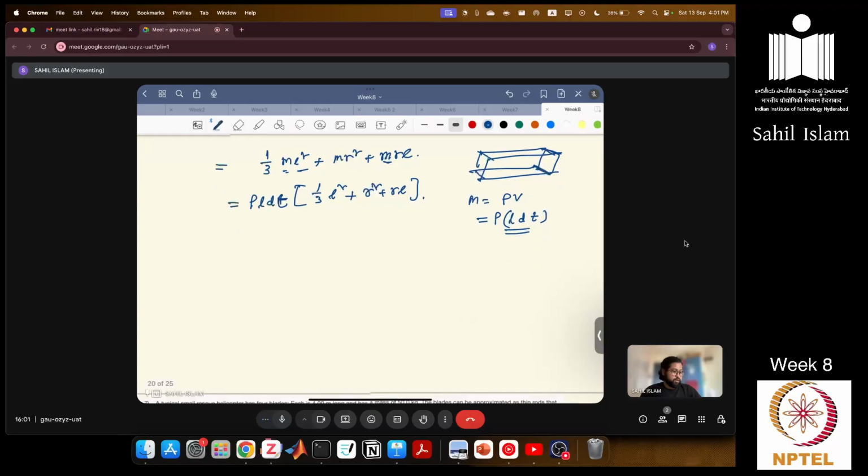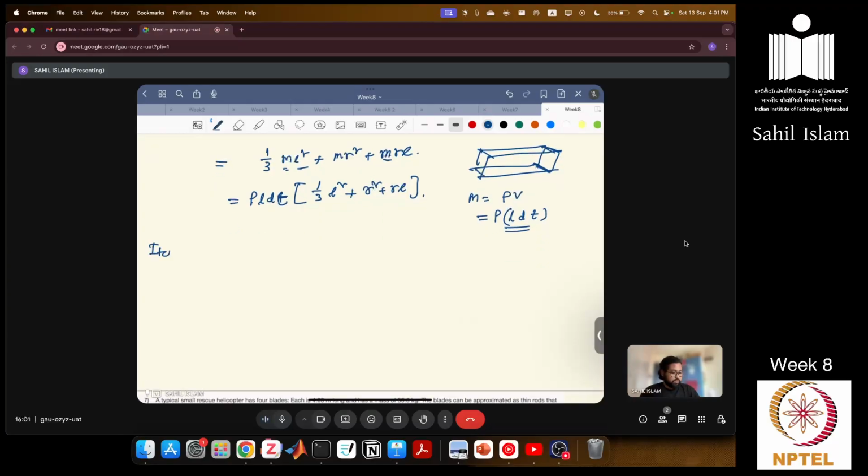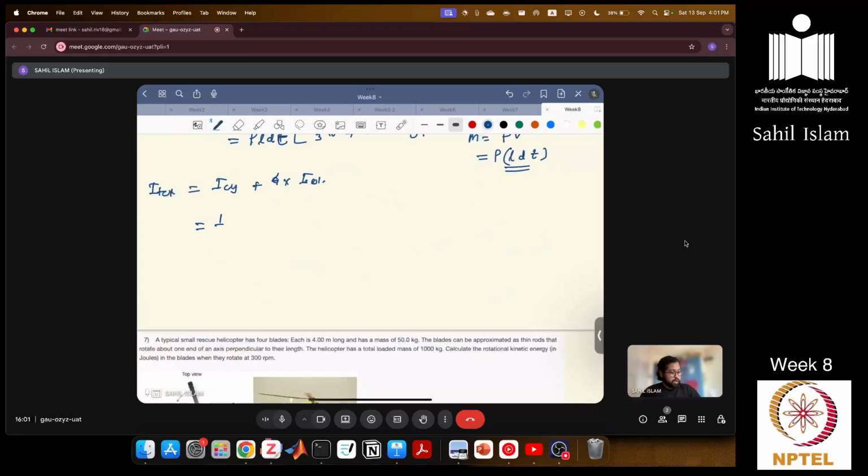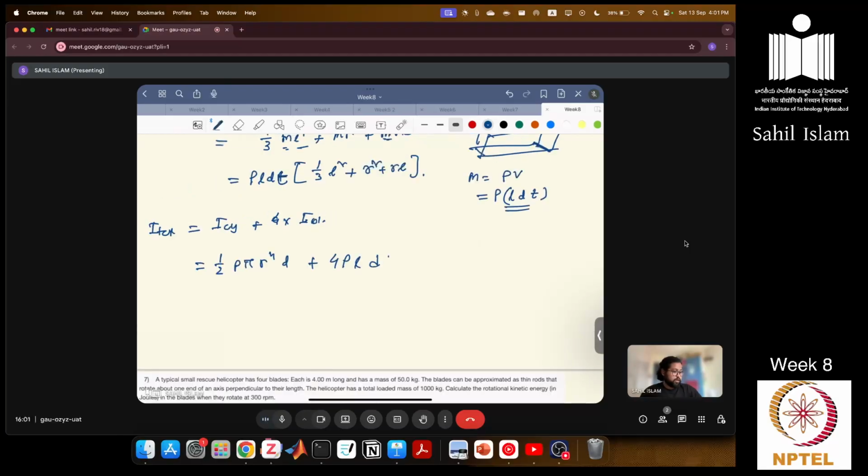Okay. So now the I total will be I cylinder plus 4 times I block. So I cylinder we got half rho pi r to the power 4 d. So half rho pi r to the power 4 d plus 4 rho L d t times 1/3 (L square plus R square plus RL).